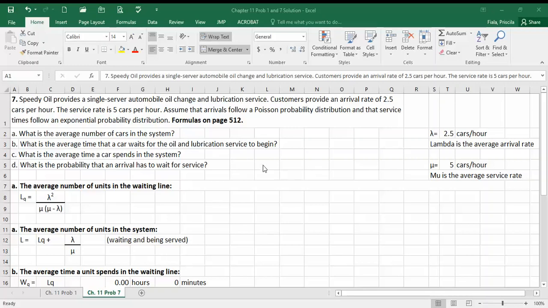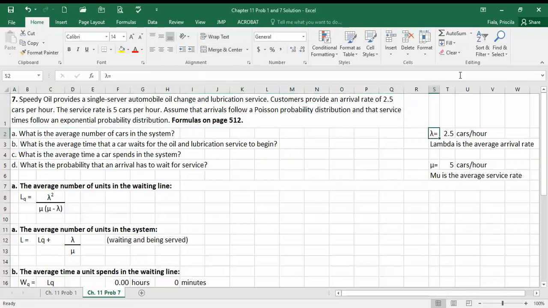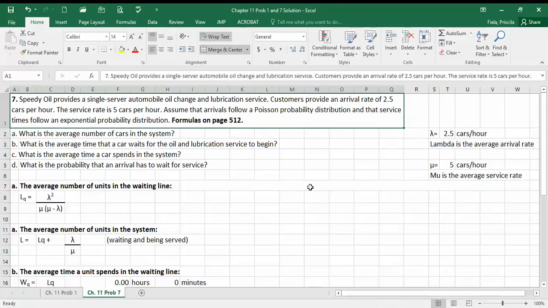So this is how I define these formulas that I have decided. These are the formulas we're going to be using. Right here, your lambda is always going to be your arrival rate or the average arrival rate. So right here, it says the arrival rate is 2.5 cars per hour. Okay, it's important that you notice that. Over here, it tells you the service rate is 5 cars per hour. So your mu is going to be the average service rate. So 5 cars per hour. That's why I have this information here.